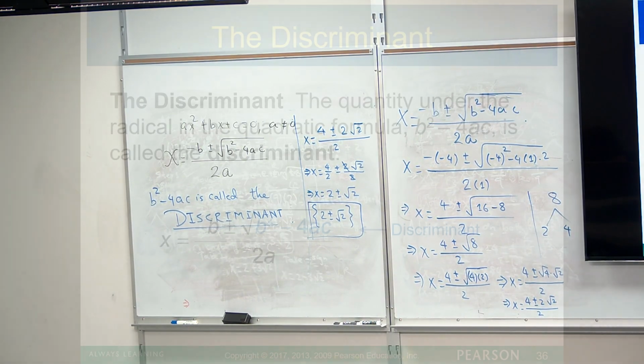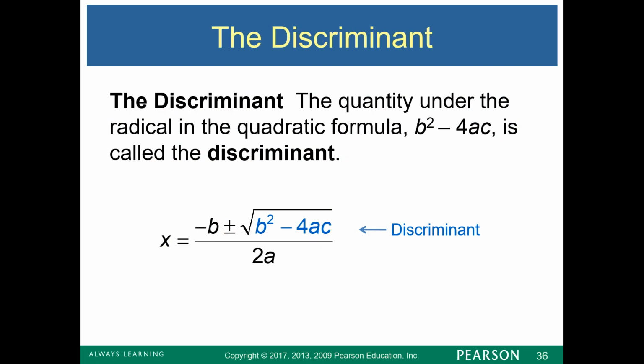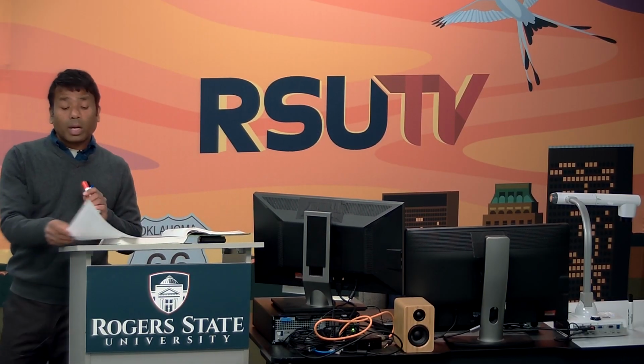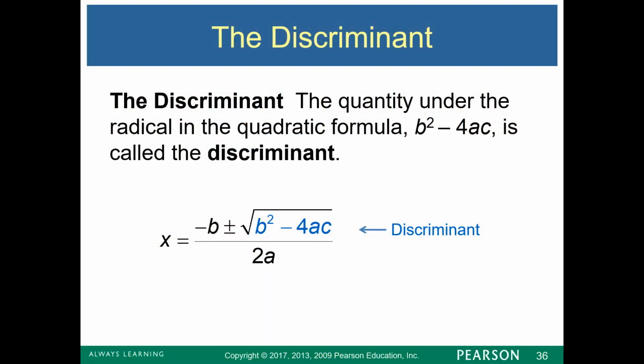So the b square minus 4ac is called the discriminant. By looking at the value of the discriminant, you can figure out the nature of the roots. So if the value of the discriminant is 0, what will happen? The quadratic equation will have what? Only one solution.